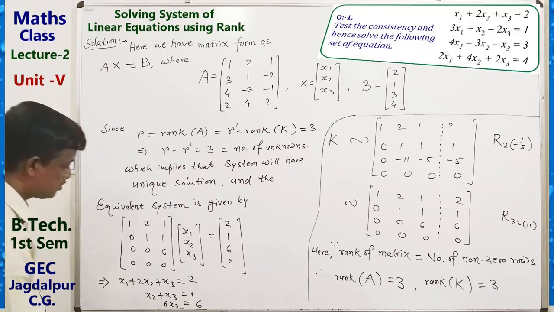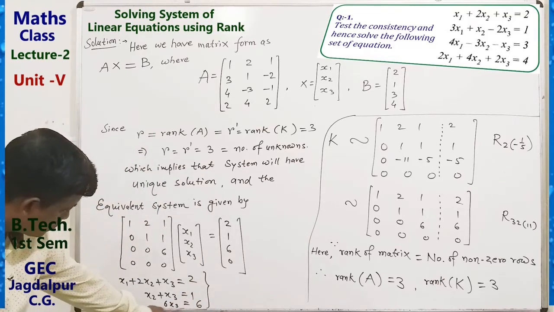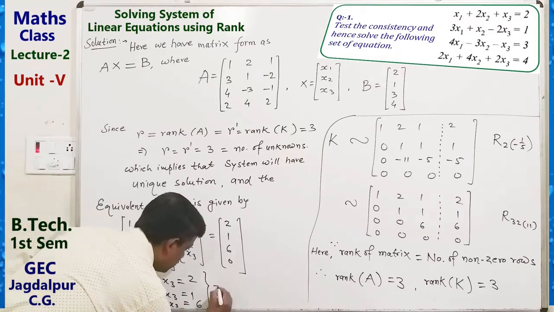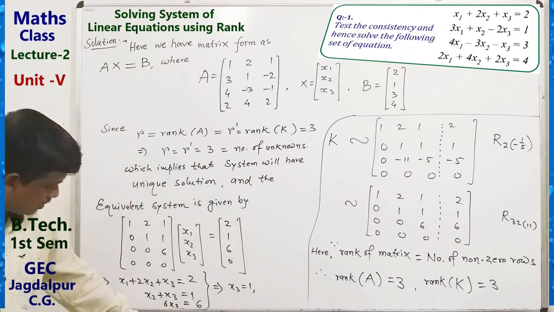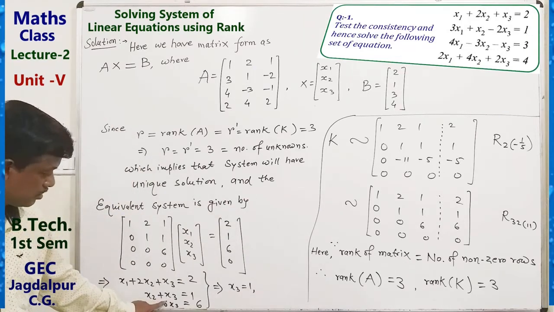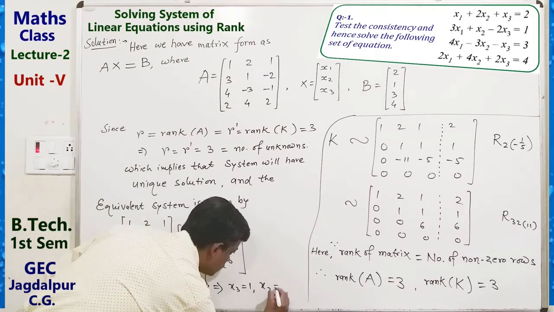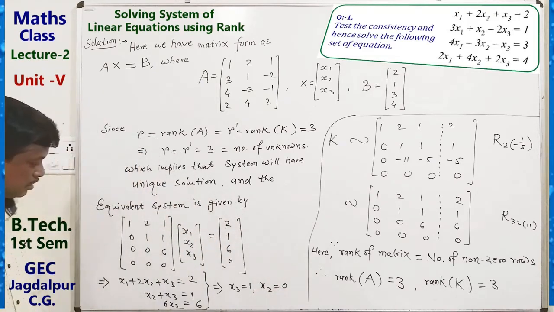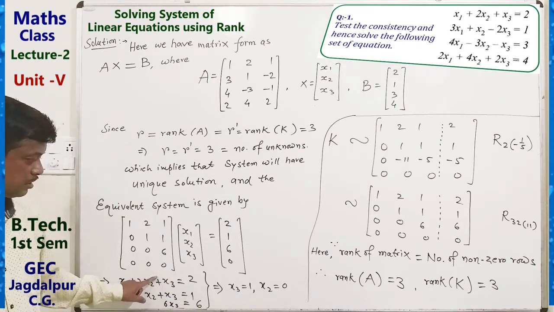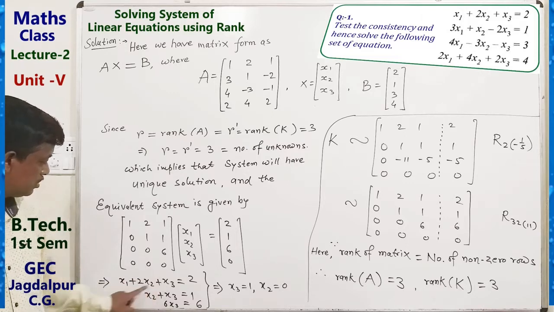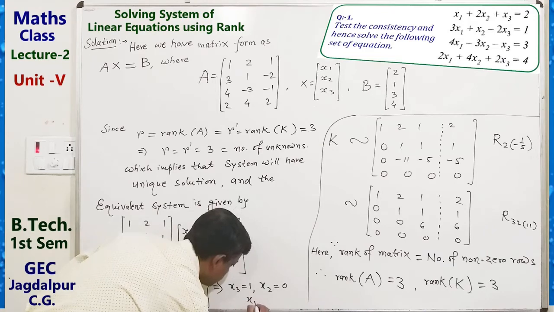Now it can be solved. Simple. x3 equals 1. Now this x3 can be used here, so x2 equals 0. And this x3 and x2 can be used here. This is 0, this is 1. So x1 equals 1.